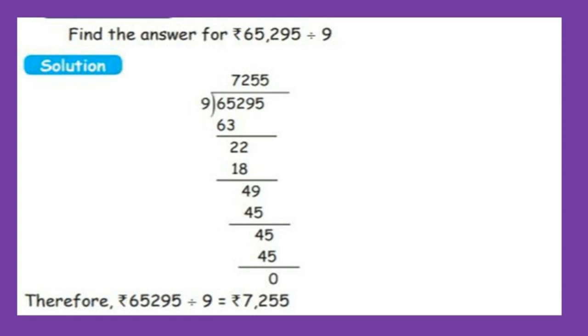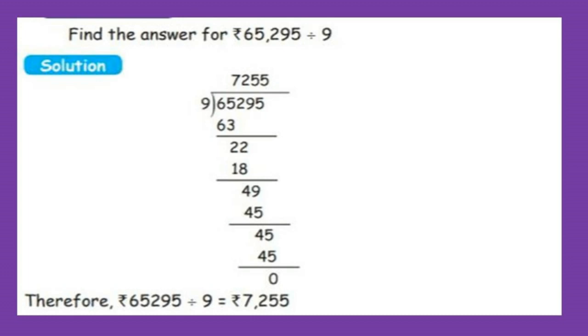Let us see the division. We are going to divide 65,295 by 9. They have given it already. First check with the first number, 6 will not go in 9. So take 65. 9 sevens are 63. The remaining is 2. So the next number we have to bring down.